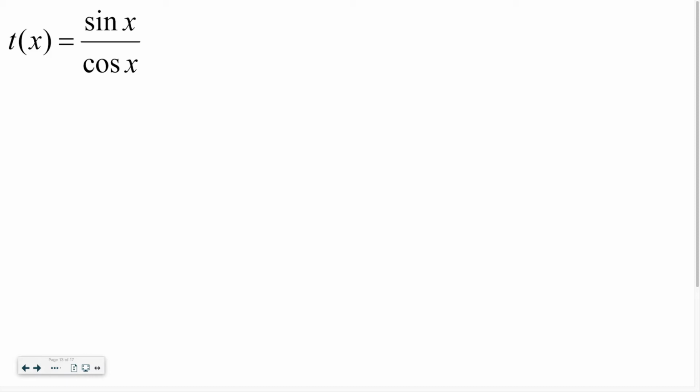Interesting. What is sine of x over cosine? Sine over cosine is tangent. File it away briefly. Take 60 seconds and do the quotient rule for me.